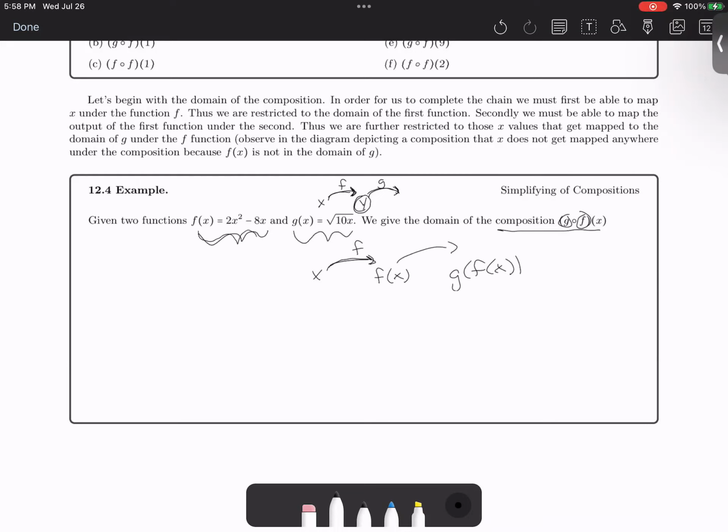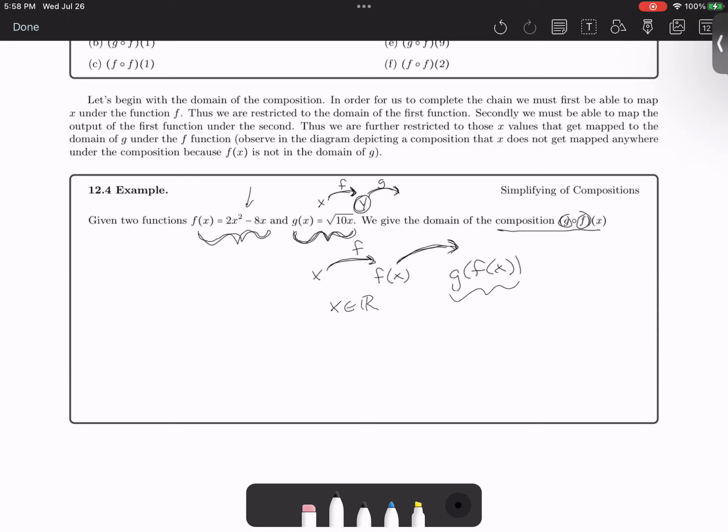So in order to make this first jump, we need to map x underneath f. Well, f of x is a polynomial, second degree. Its domain is all real numbers. So far, there's no stipulation on x. x can be anything. In order to make this jump, we need to be able to map f of x underneath the g function.